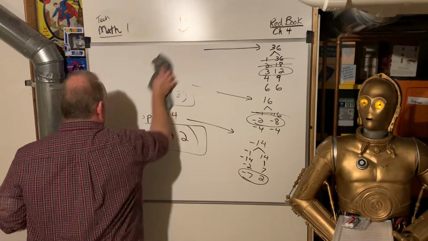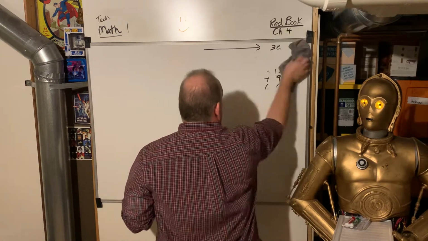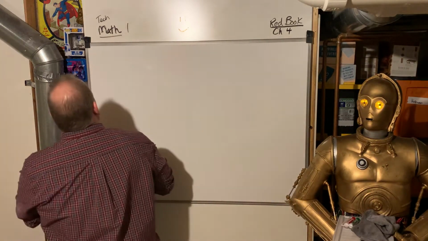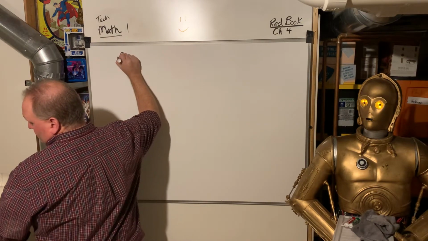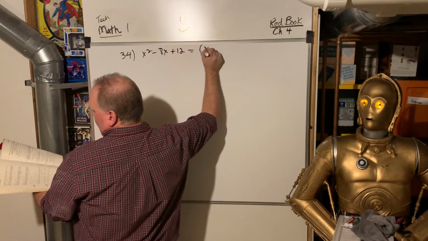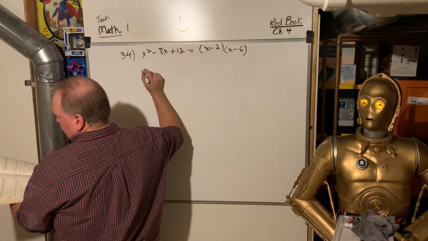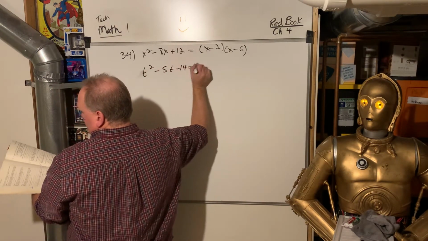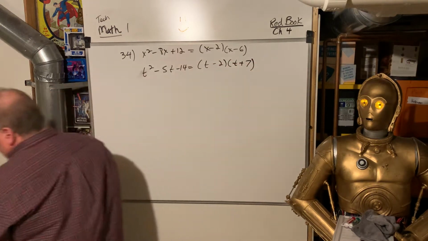34, they just want me to tell you if it's correct or not correct. So let's see. Correct or incorrect? So we got x squared minus 8x plus 12 equals x minus 2, x minus 6. They say t squared minus 5t minus 14 equals t minus 2 and t plus 7. So let's see if it works out.